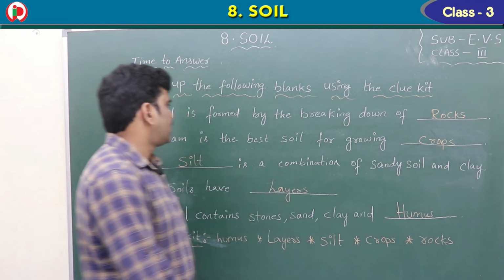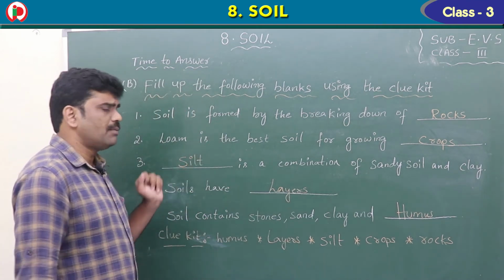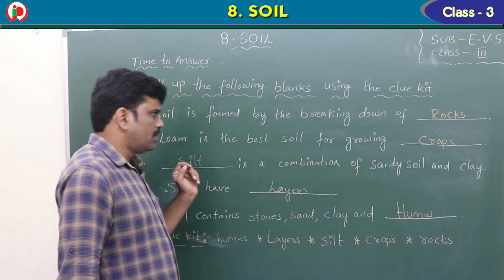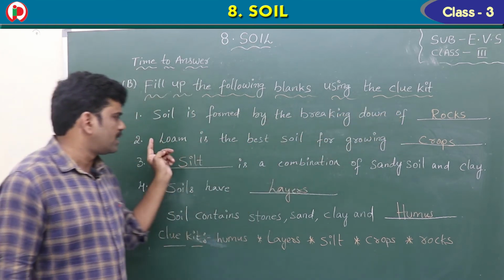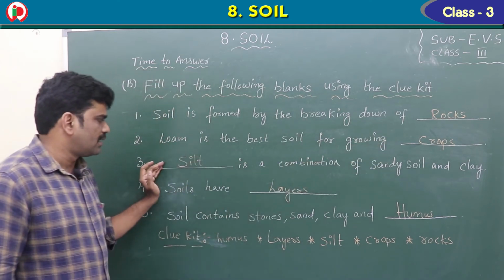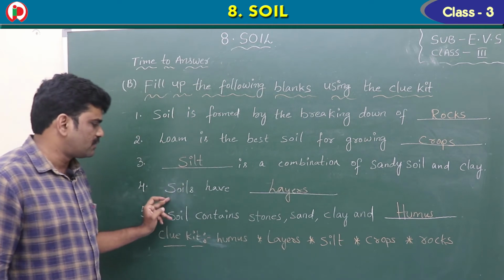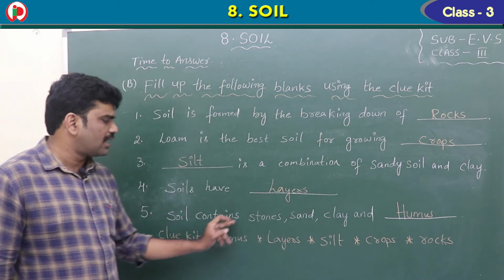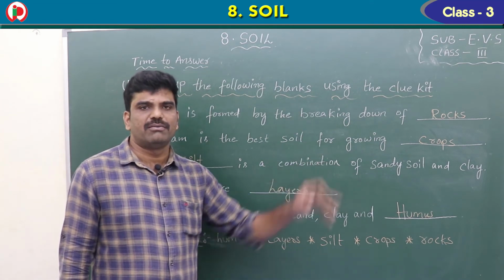Right. So once again I repeat: soil is formed by the breaking down of rocks. Loam is the best soil for growing crops. Next one, silt is a combination of sandy soil and clay. Next one, soils have layers. Last one, soil contains stones, sand, clay and humus.